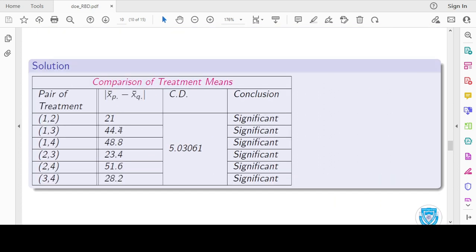So here there are 4 treatments, so we get 4C2, meaning 6 combinations: 1-2, 1-3, 1-4, 2-3, 2-4, 3-4.